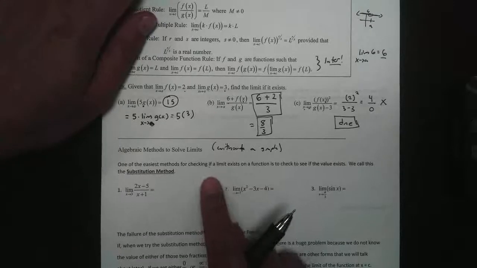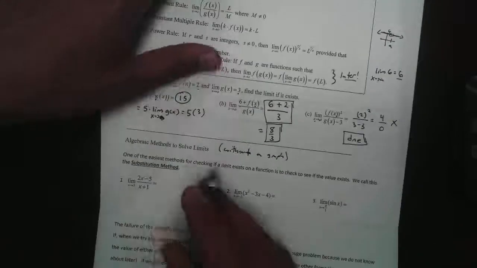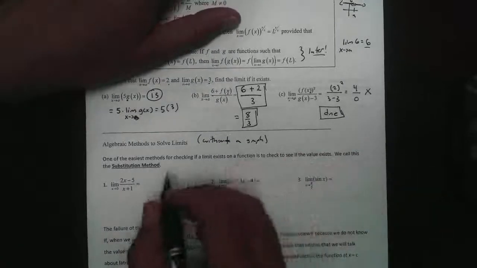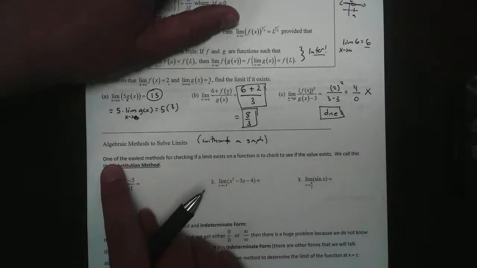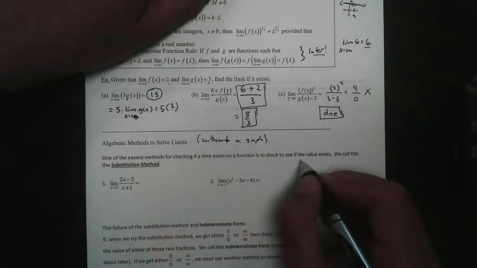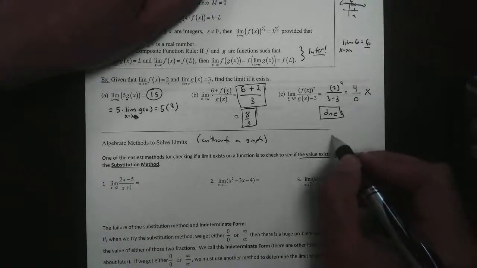The easiest method is what we call substitution. Now, substitution is not really a method. All we're doing is just seeing if the value exists. So that's what this says. The easiest method for checking if a limit exists is to check to see if the value exists. Because if the value exists, the limit must exist. And it's easy to see.